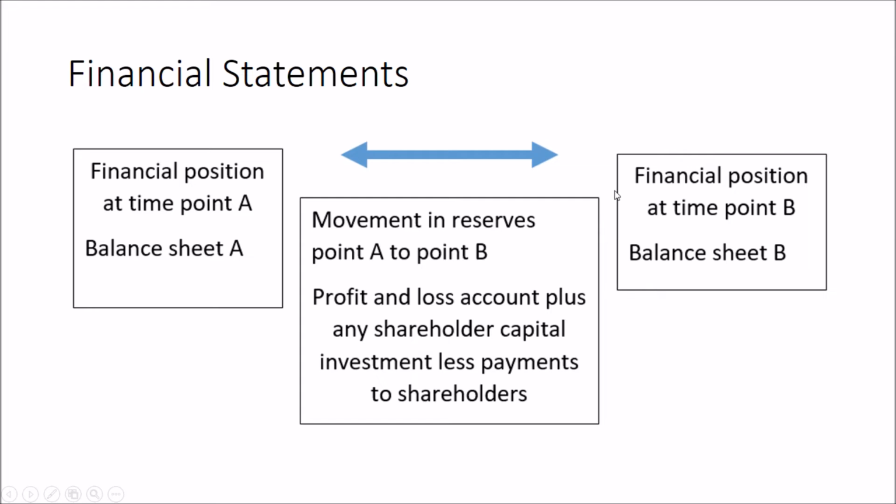And then we get to point B, which is the financial position at point B: assets minus liabilities is equal to capital at point B. So that's all we've really got here, two things you need to be aware of. The financial position, the balance sheet, at points in time. And then the statement of financial performance, the profit and loss account, moving between the two periods, plus or minus any injections of shareholder capital or payments made to the shareholders.